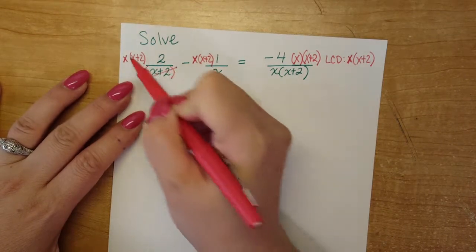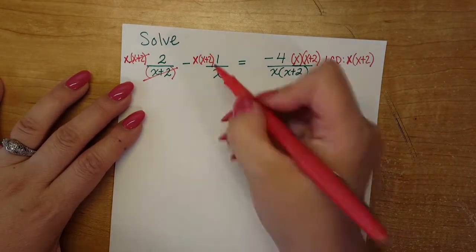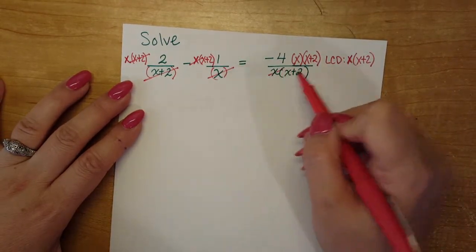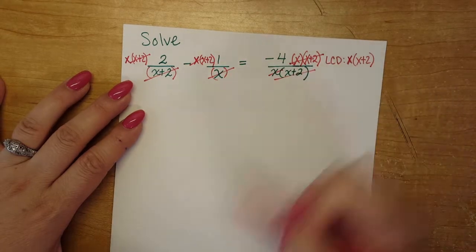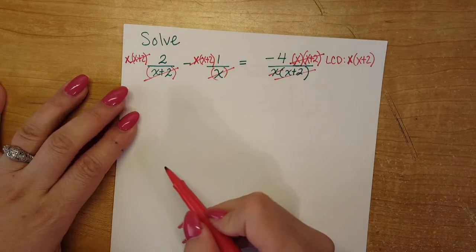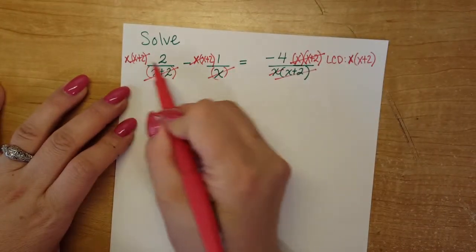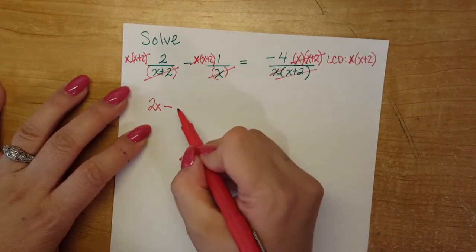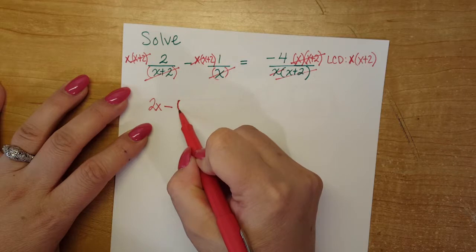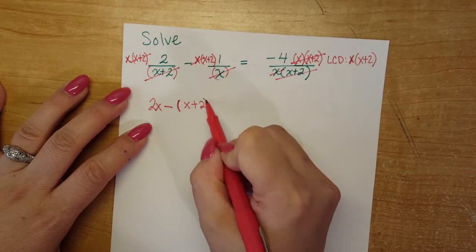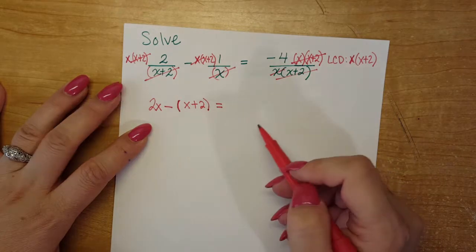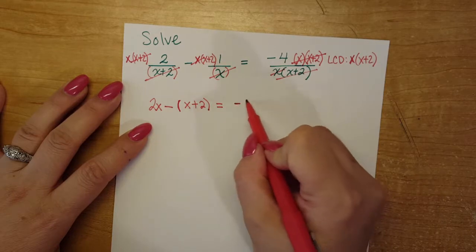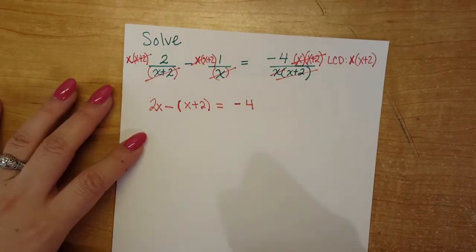So x plus 2 cancels with x plus 2. x cancels with x. x and x plus 2 cancels with x and x plus 2. Our next step is to write what we have left over. So we have x times 2, which is 2x, minus, we're going to use our parentheses because of our negative, so we have x plus 2 inside the parentheses, is equal to, since everything here canceled out, we end up with a negative 4, because that was the only thing that was not crossed out.